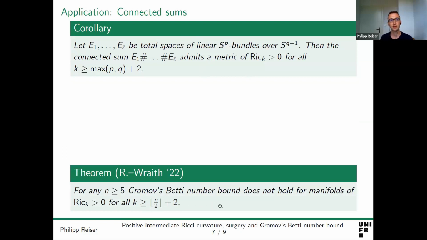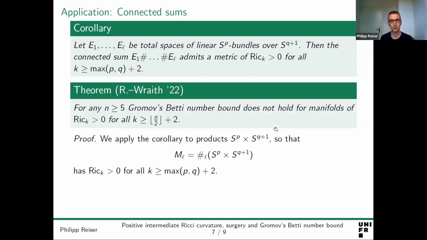And yeah, given this corollary, it's not hard to prove. So we simply take trivial bundles, so a product of a p sphere and a q plus 1 sphere.